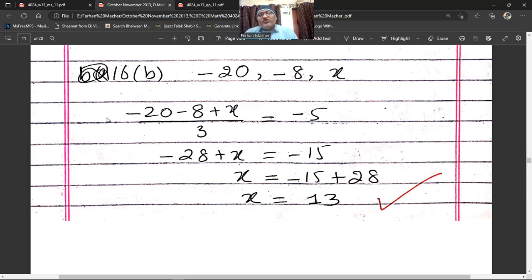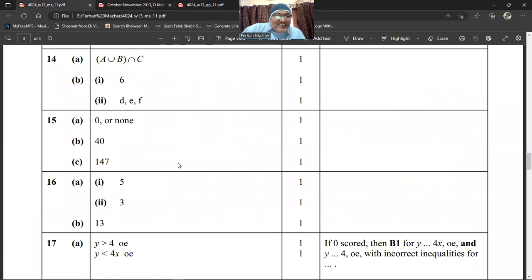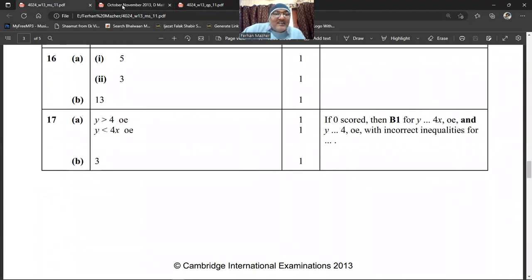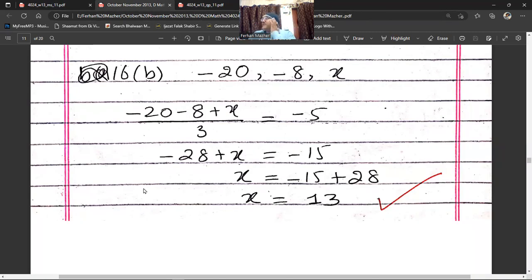So you see on your screen, what is the mean? The sum of the observations divided by the number of the observations, and that is equal to the mean. So here we will have minus 20, minus 8 plus x, the whole thing divided by 3, equal to minus 5. So minus 28 plus x is equal to minus 15, and x will be equal to minus 15 plus 28, and x will be equal to 13. So the value of x is 13. Our answer is right. And this is how you solve it.